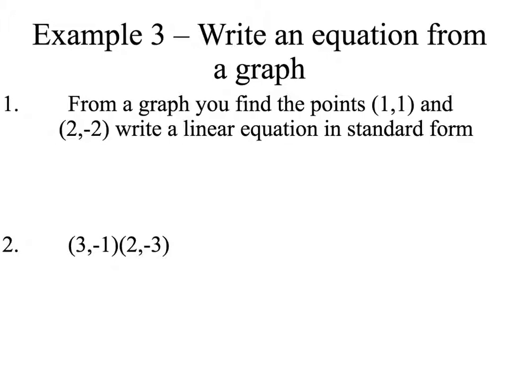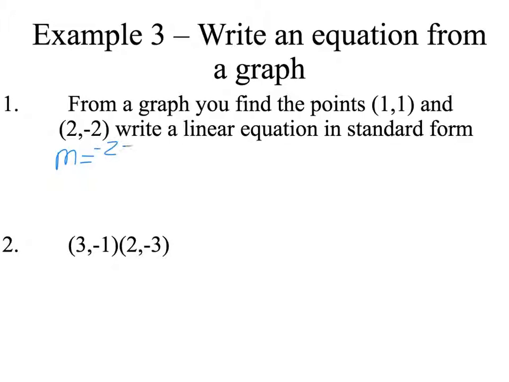So now we're going to look at how do we write an equation in standard form from a graph. Basically what you would need to do from the graph is you need to take two ordered pairs. And again, using those two ordered pairs, we're going to write it in point-slope form, and then from point-slope form, we'll change it over to standard form. So in order to write this in point-slope form, I have to have the slope.